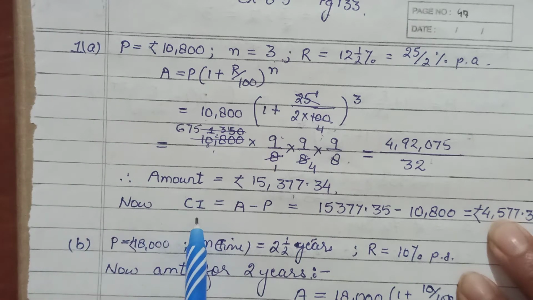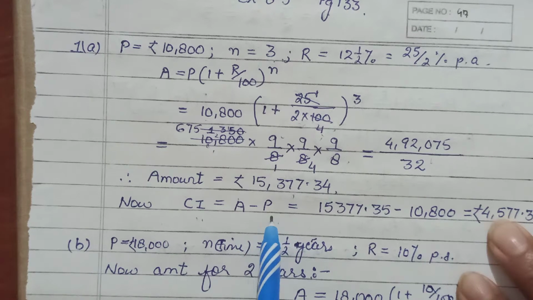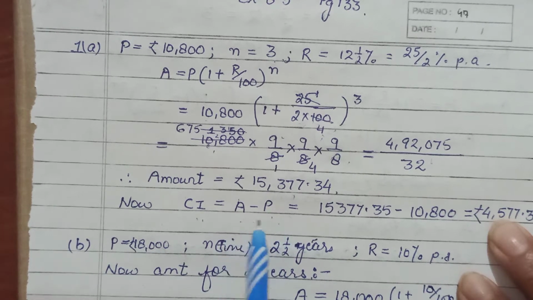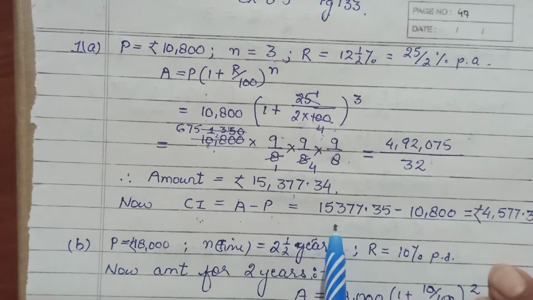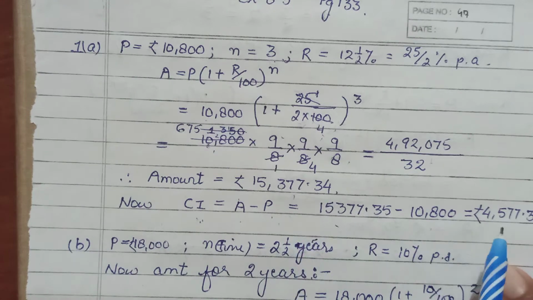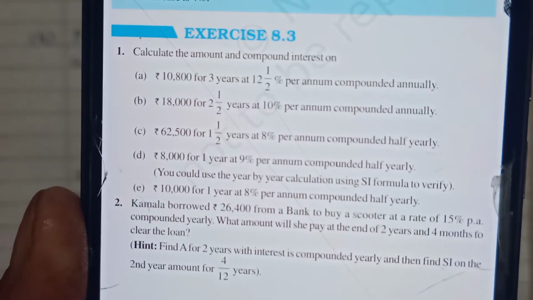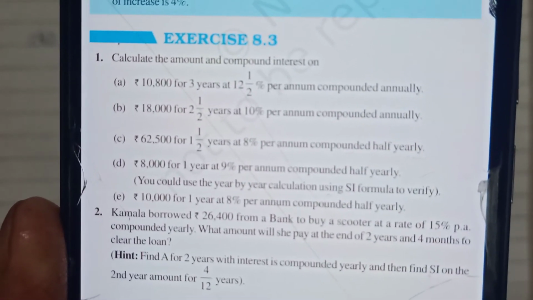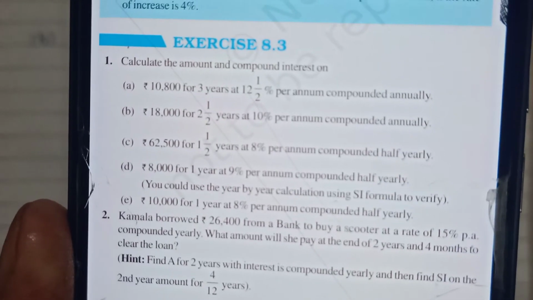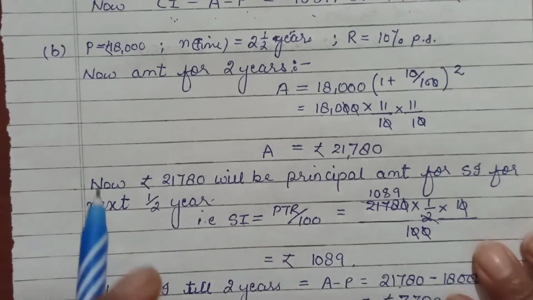They were also asking you to find the compound interest. तो interest क्या होता है? Amount minus principal. इतना पैसा था, इतना अभी हो गया, तो इसका जो gap है, difference है, that is the interest you have obtained. So this amount calculated minus the principal given will give you CI. Okay. Now, the second part of the question: 18,000 is the principal, 2.5 years and 10% per annum compounded annually. Now, this time the time here isn't a whole number, beta. So there is a slightly different treatment you'll have to do.